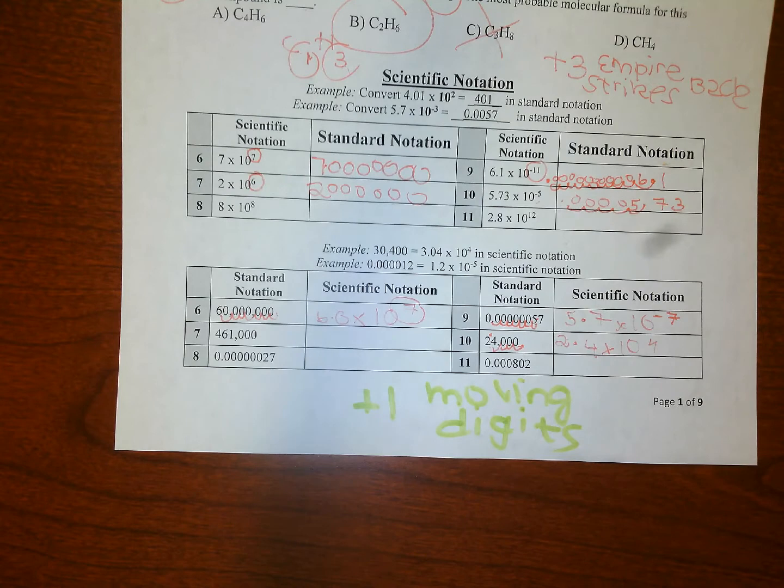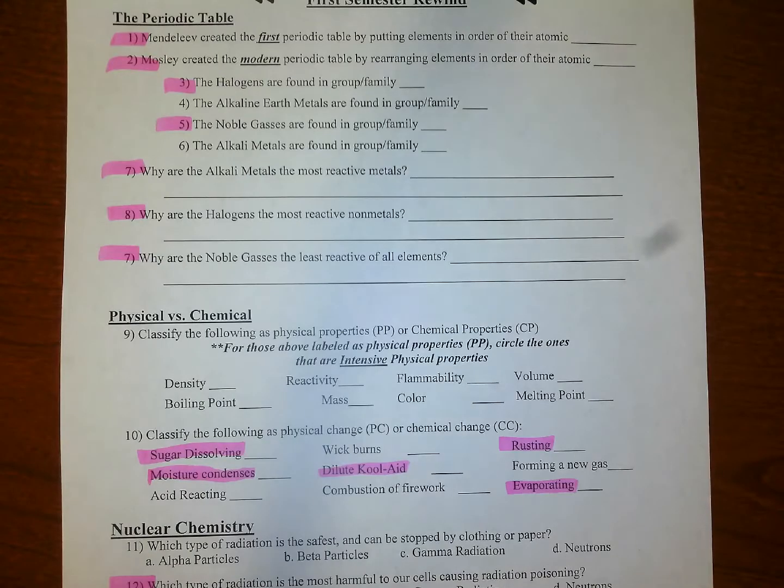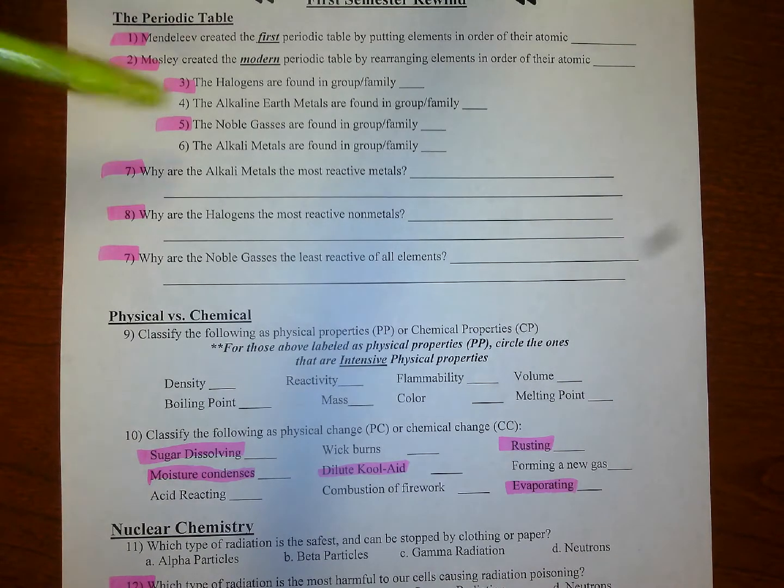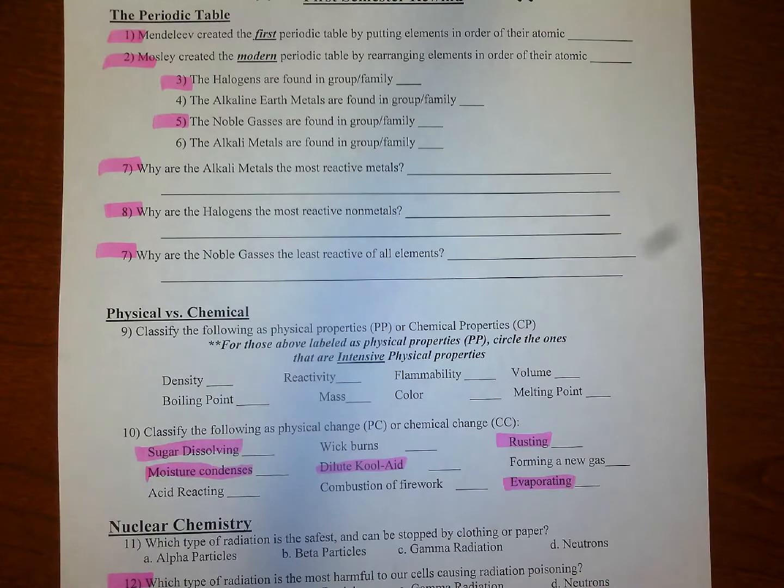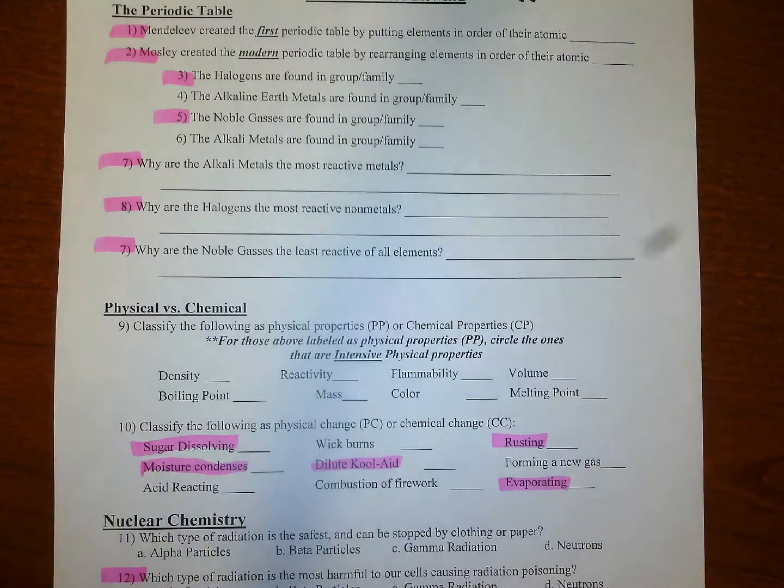So now let's go to page number 2. This is all some review information. Okay, so we want to think about Mendeleev versus Moseley. This is going from way back when. Who did what? So sometimes it's easier to work backwards from what you know. So Moseley created the modern periodic table. The modern one means it's what we use right now.